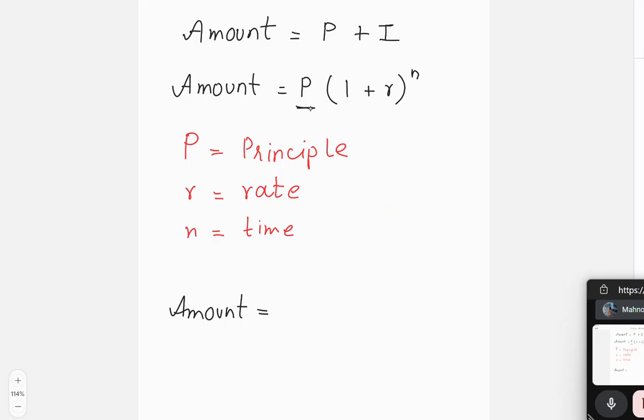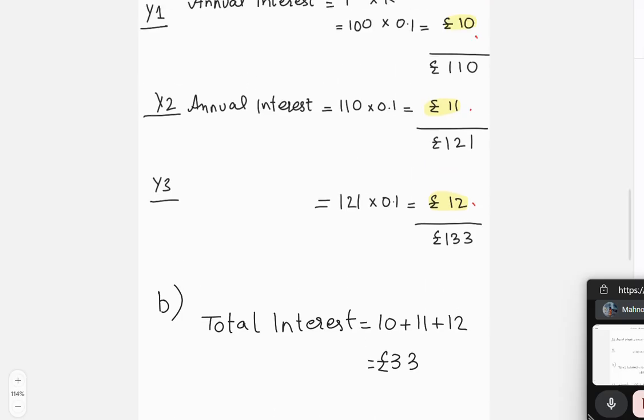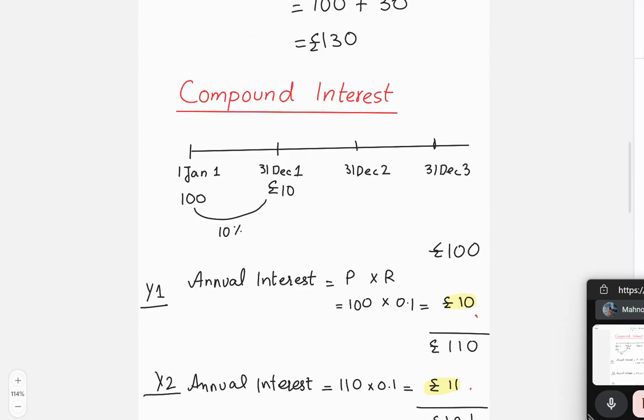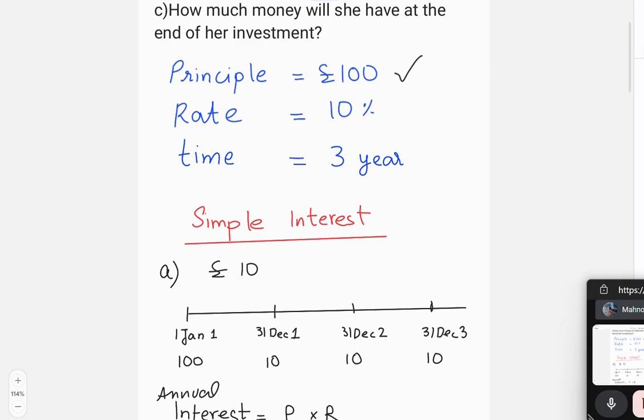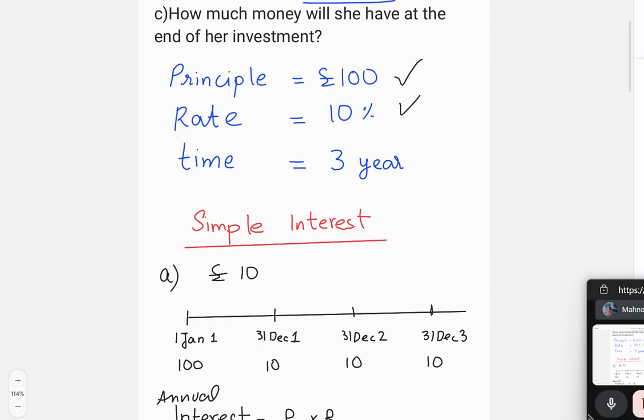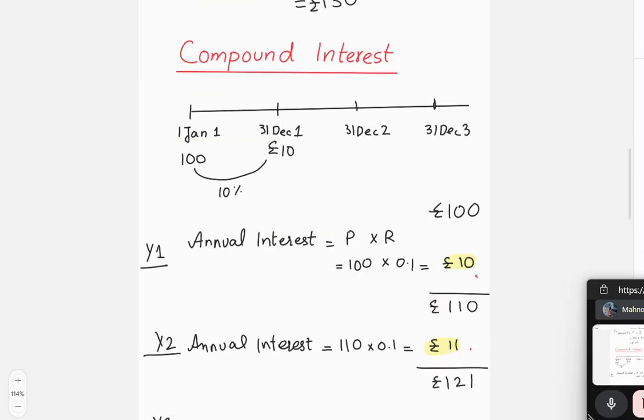First, you're going to put the principal. The principal is 100. She invested 100, right? And then, how much was the rate? The rate of interest is 10%, right here. And the time of investment is 3. So 10% for 3 years. Now let's see.